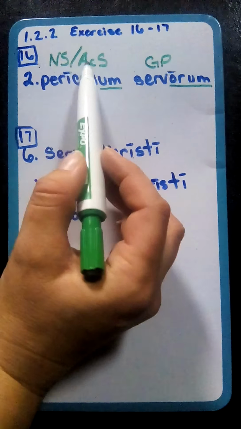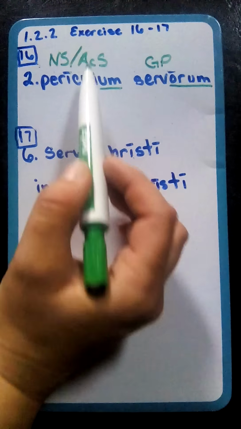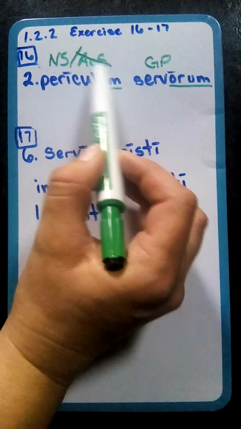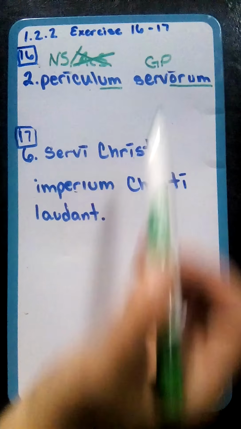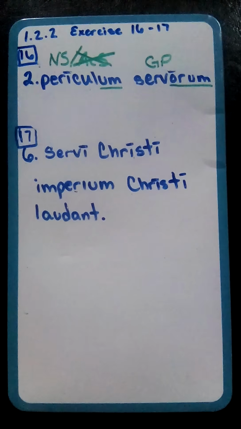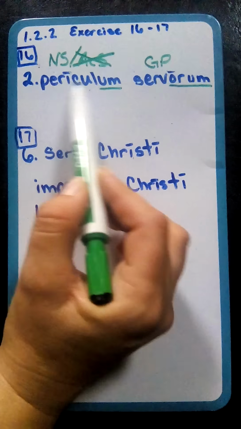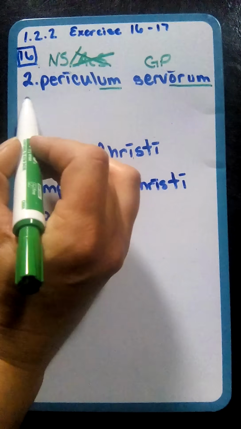So now we're going to look, is this our subject or our direct object? Well, since we have no verbs to make this a direct object, we're going to cross that out as an option, and this is our subject, and this is our possessive word. So we have nominative singular, our periculum, which is the danger. So we're going to write the danger.